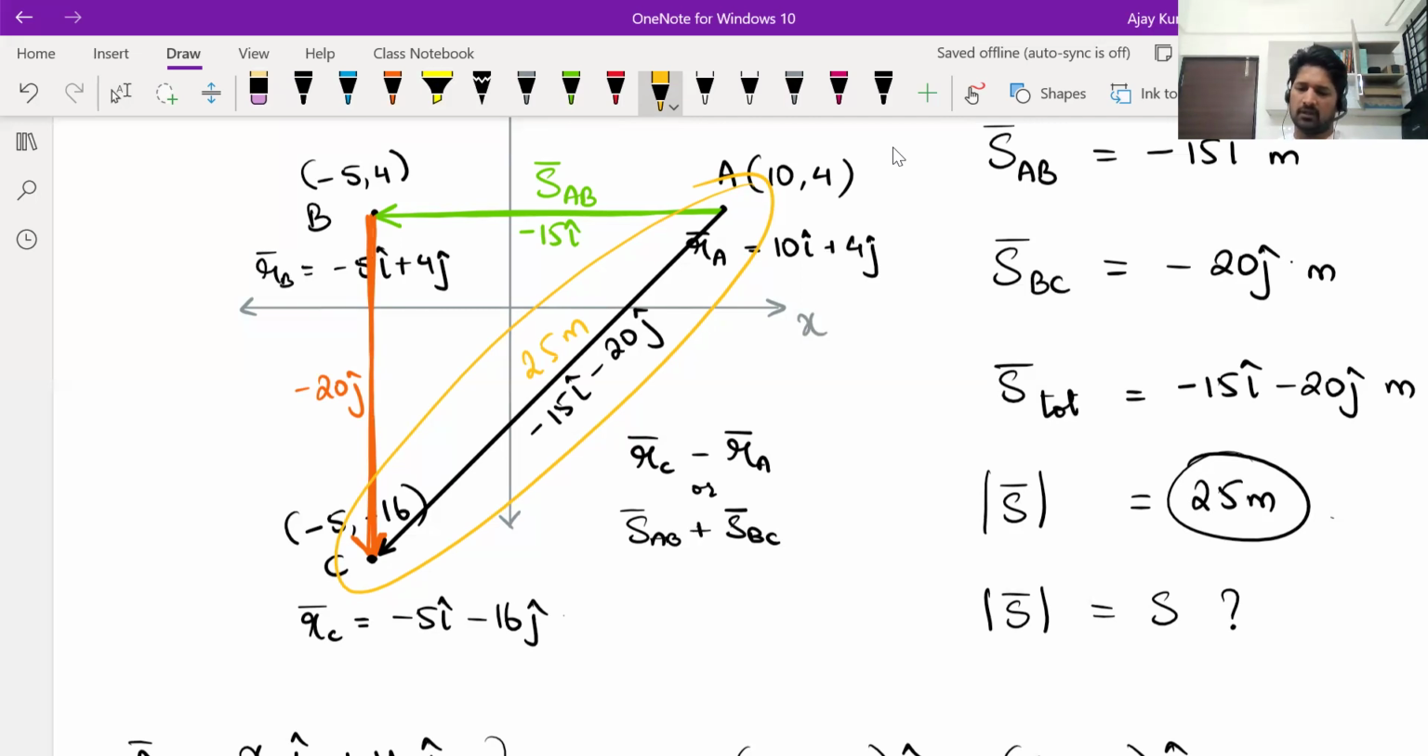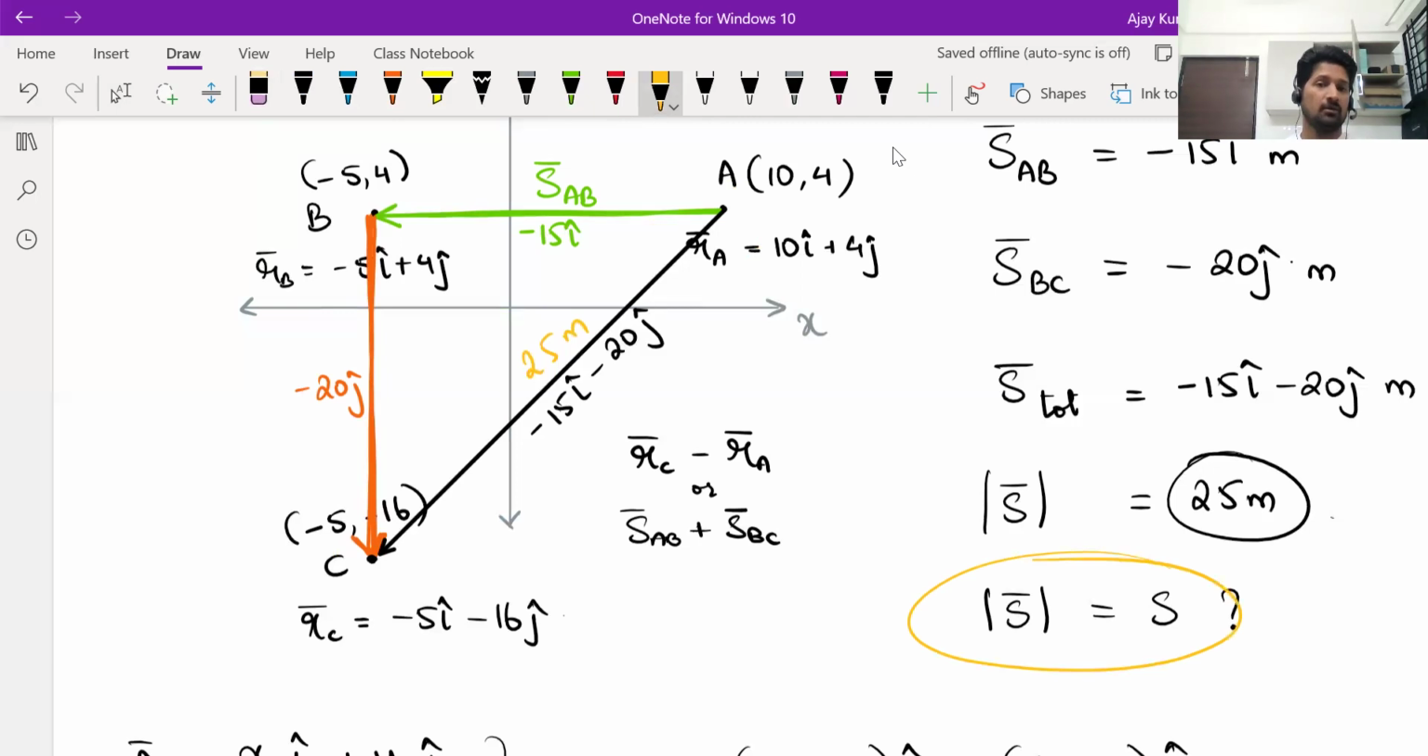Okay. Now one of you tell me, you know how the object has traveled. It went from A to B and then from B to C. So in this total displacement, is the magnitude of displacement going to be equal to distance? We had discussed when distance will be equal to magnitude of displacement in the last class. And you know what is distance and what is magnitude of displacement. For this particle, are they equal?